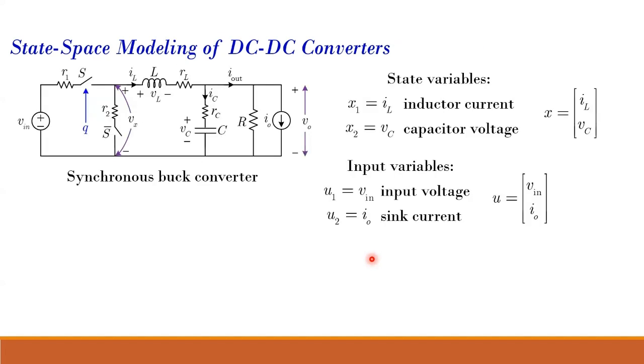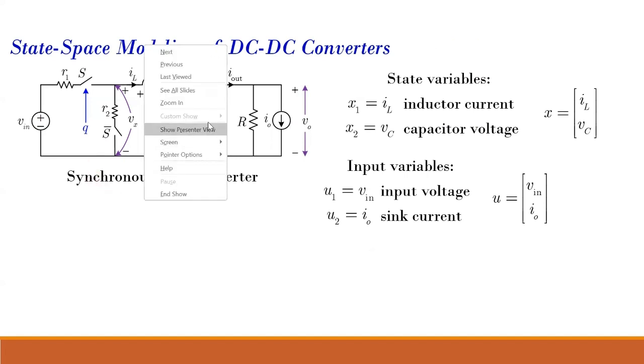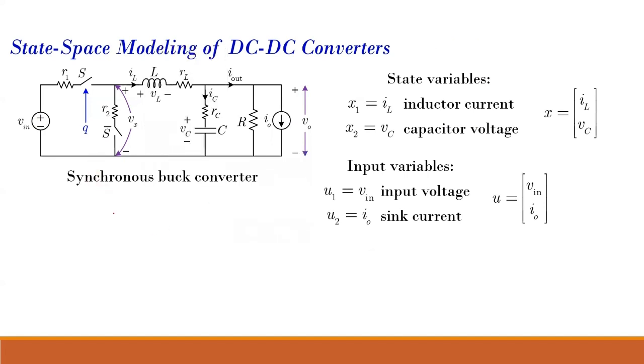So this is a buck converter. It has two modes. In one mode, S is on, that is Q equal to 1. When Q is equal to 1, this switch is closed and this switch is open.